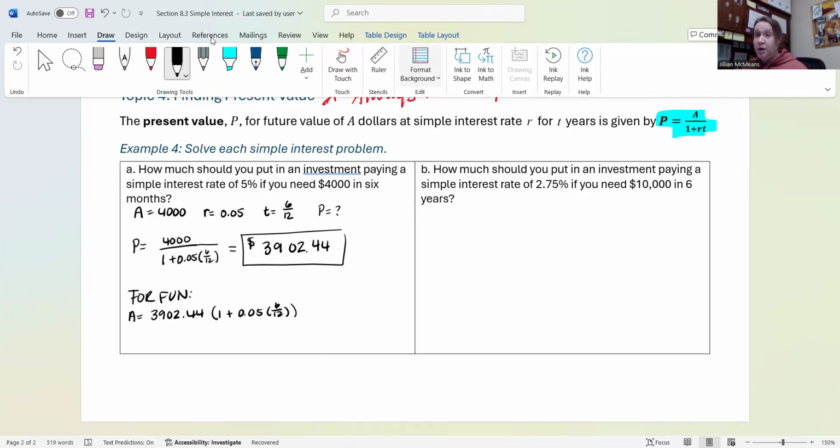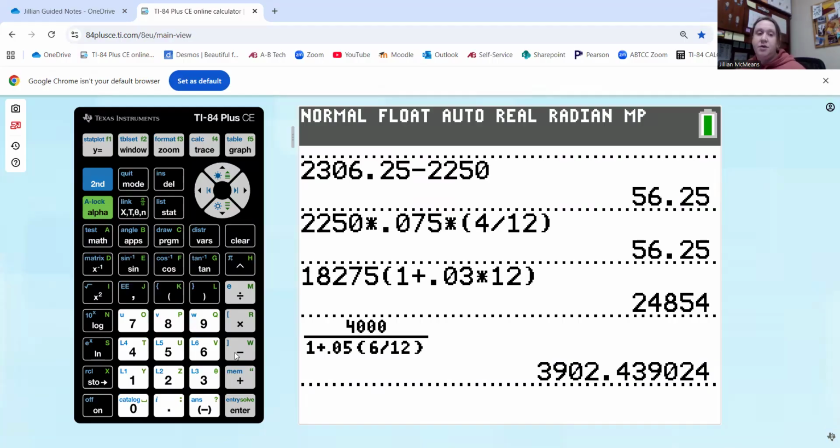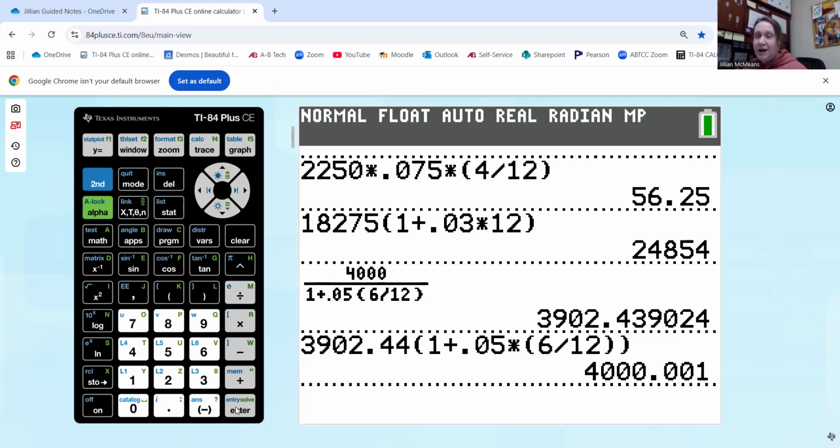All right, so remember, we're going to make sure that we really do have $4,000 in 6 months. So we take A, which is $3,902.44. We multiply it by 1 plus R, which is 0.05, times T, which is 6/12, or just a half. And we hit enter. And there you have it. We'll have a teeny tiny fraction of a cent more than $4,000, but we have at least reached our goal.